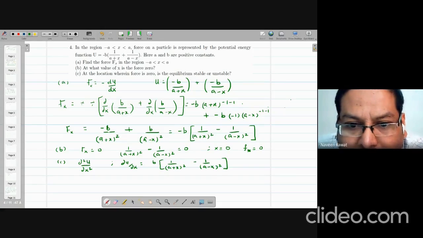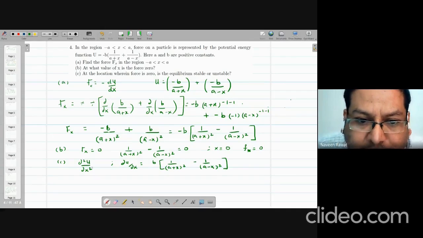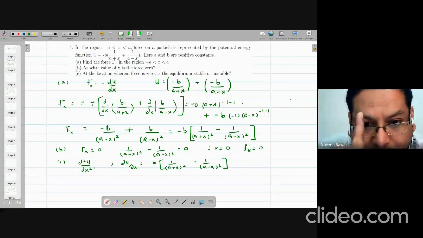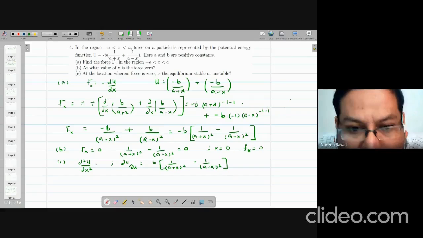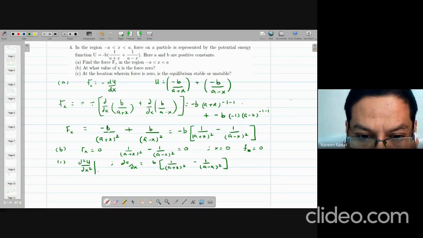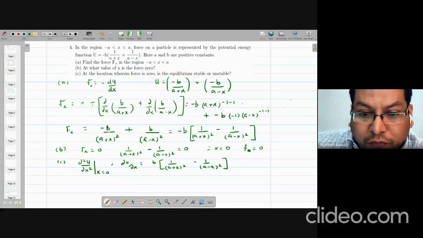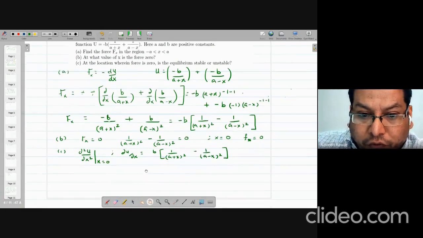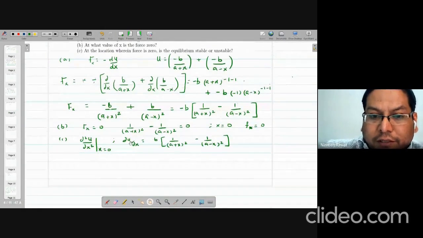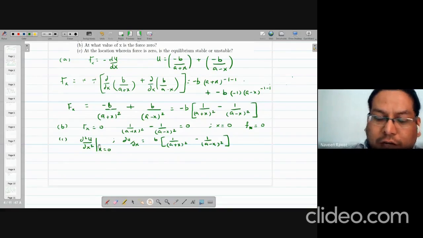Now we have to take one more derivative of this function, and that will give you d square u by dx square. But we have to calculate d square u by dx square at the location where the value of x is 0, because that's where the force is 0. So try it out, calculate the derivative of this function, plug in the value of x equal to 0 and see what value you get.